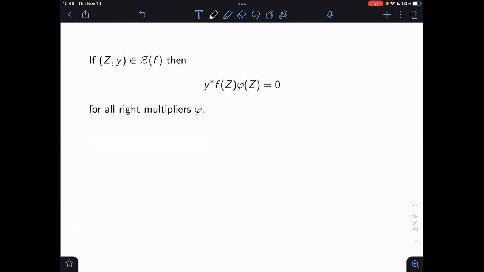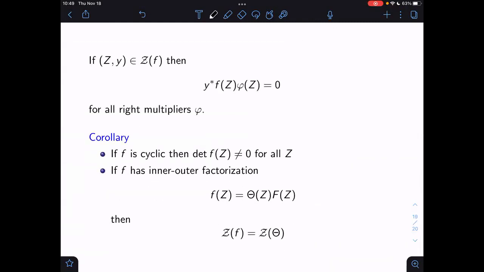It's easy to check that if I look at the zeros of F, if I have a detailed zero of F, then it's also a detailed zero of F times phi for any phi on the right, which means that if F is cyclic, then it can't have any detailed zeros, right? Because any detailed zero of F will be inherited by the invariant subspace, just like classically. And also it tells you that if I have an inner outer factorization, then the inner factor carries all of the zero information of F.